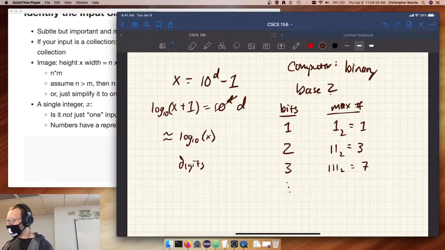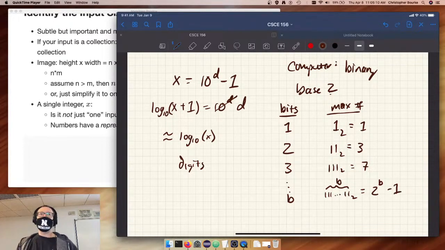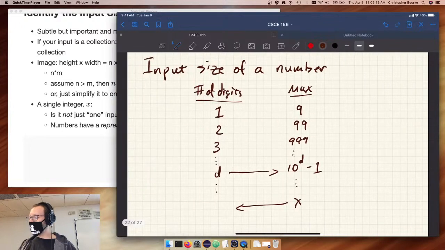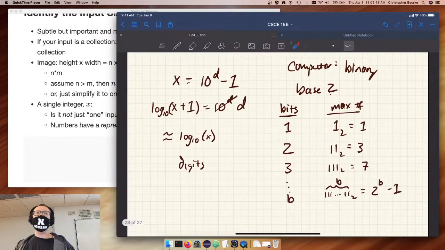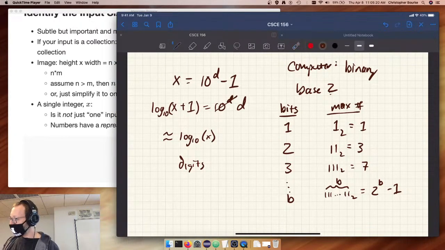If I gave you b bits instead of d digits, what's the maximum number that you could represent? Well, 1 1 1 ... 1 1. There are going to be b of these bits, all set to 1. And what's that going to be? 2 to the b minus 1, because it's base 2. It's the exact same thing as before, but it's a different base system too. Okay? So how many bits are required to represent x?